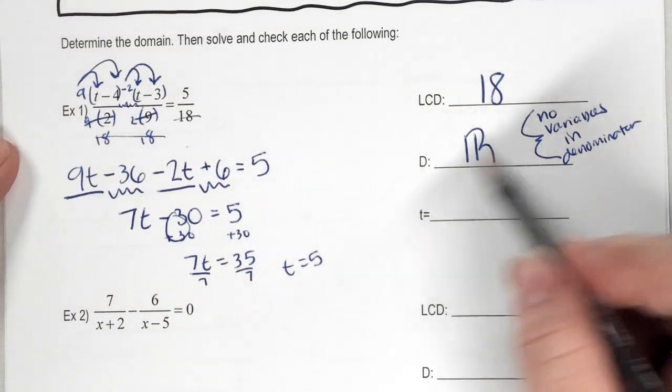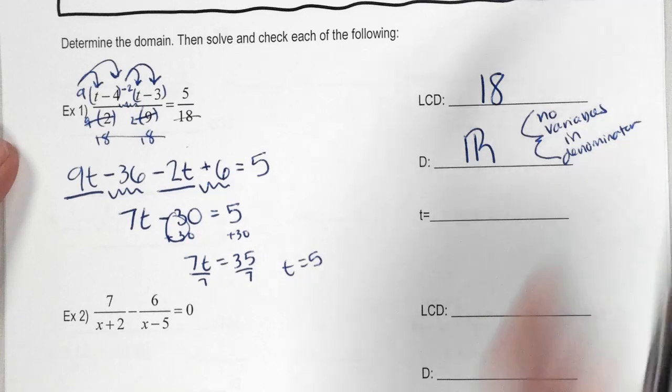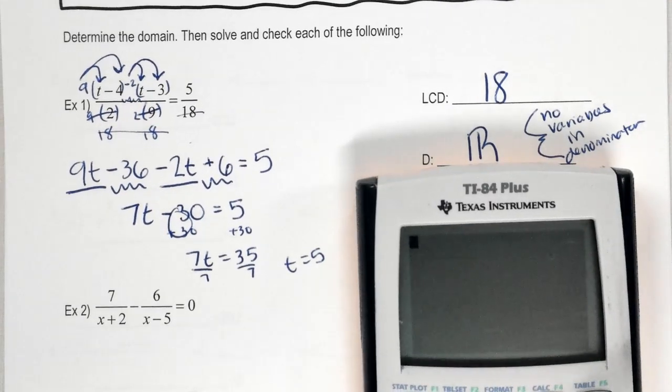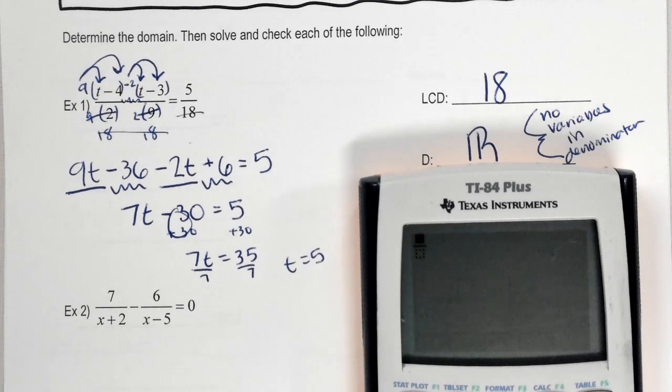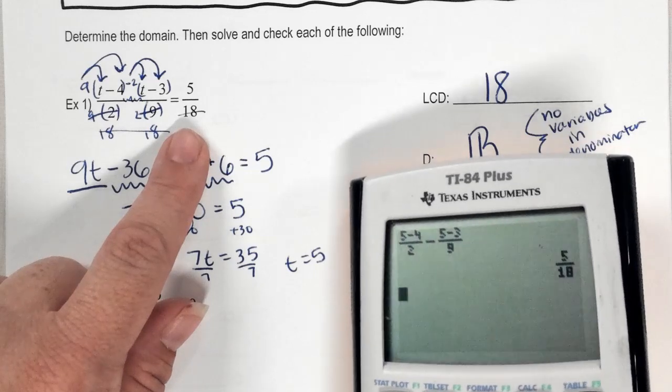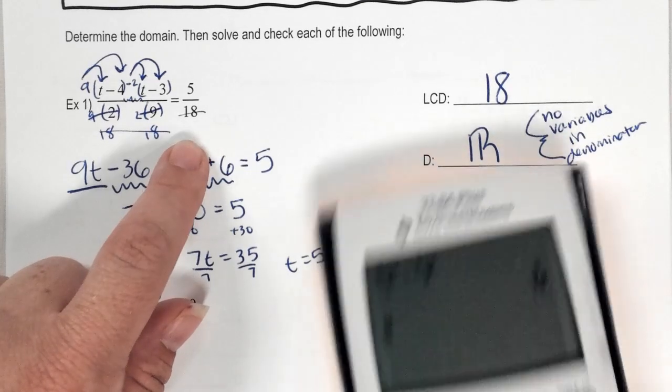Now, there were no limitations due to my domain, so 5 is my answer. However, you can always check your work. So we would do alpha y equals, enter 5 minus 4 over 2 minus 5 minus 3 over 9, and it should equal 5 over 18. Did it work? Yeah. Okay, so we're good. 5 is my answer.